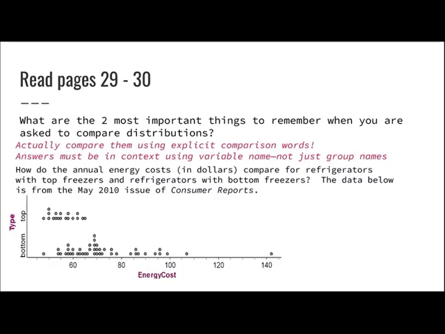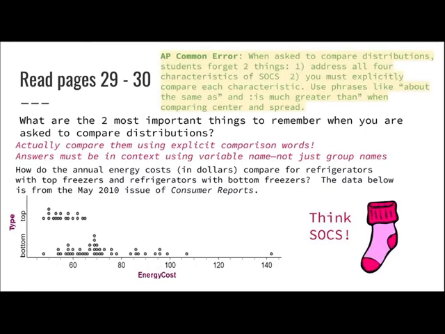So when you do this, you want to think SOCS. An AP common error is when asked to compare distributions, students forget two things. 1, you want to address all 4 characteristics of SOCS. 2, you must explicitly compare each characteristic. Use phrases like "about the same as" and "is much greater than" when comparing the center and spread. So now let's go and take a look at this graph using SOCS.